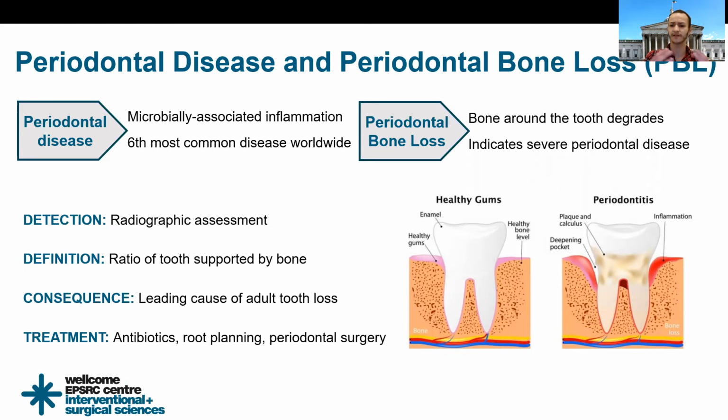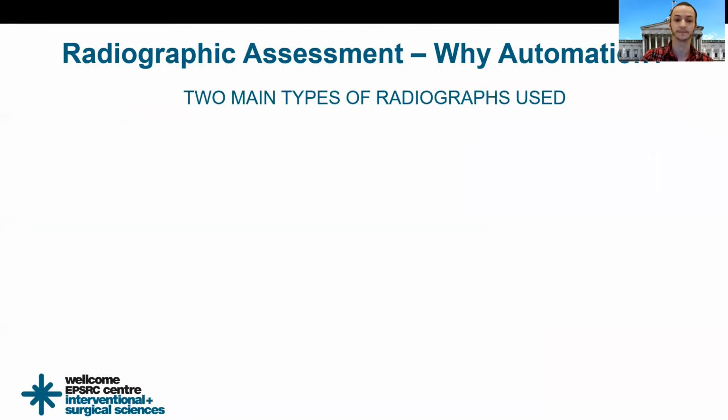The consequence of periodontal disease and the motivation behind our work is that periodontal disease is currently the leading cause of adult tooth loss, and the treatment can range from antibiotics to periodontal surgery. So it's very important to be able to define how severe the periodontal bone loss is and how severe the periodontal disease is to inform an interventional decision.